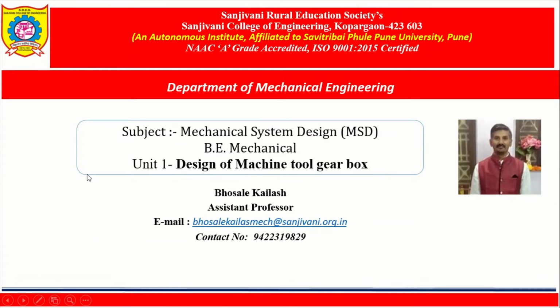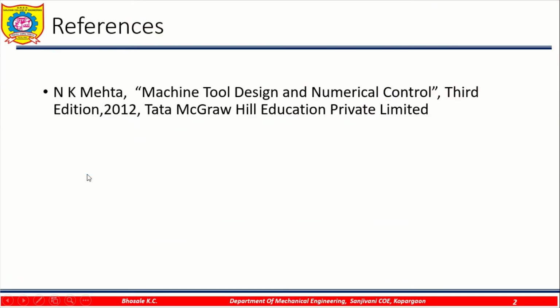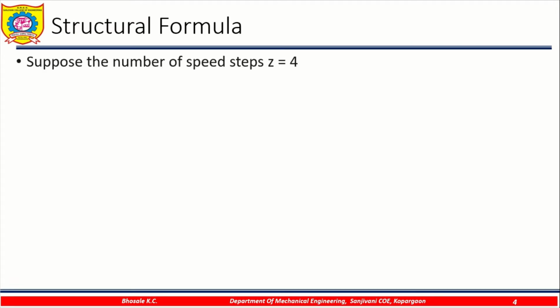In this session, we'll study the structural formulas. Suppose the number of speed steps is equal to 4. So 4 can be written as 2 into 2. Here P1 will be 2 and P2 will be 2. So the number of stages for this one is 2, because 4 is 2 squared.